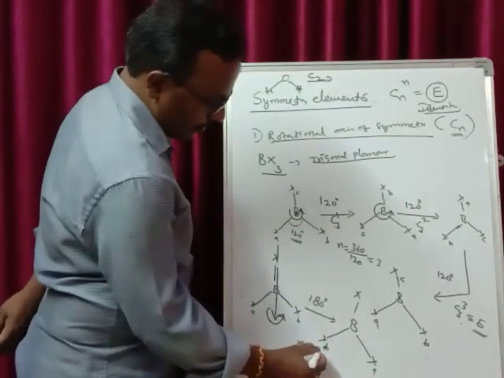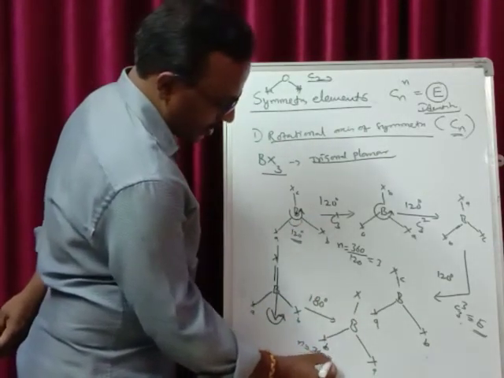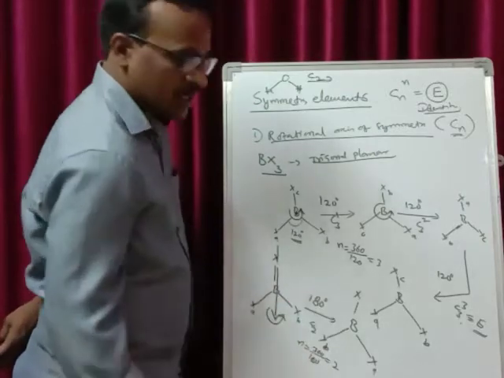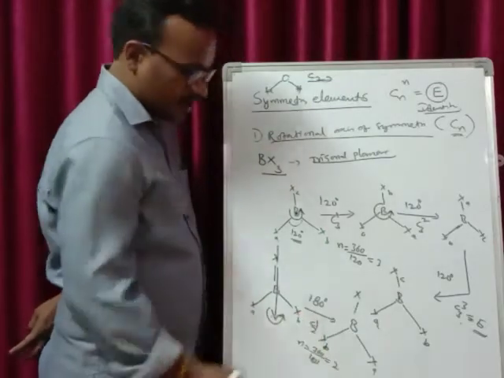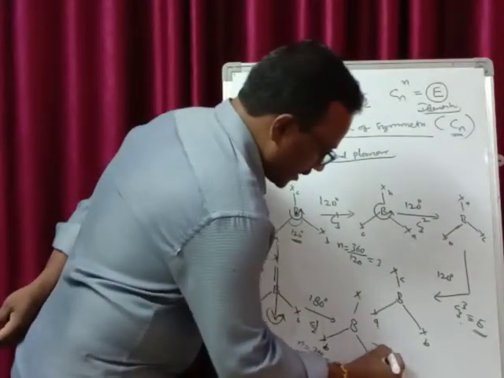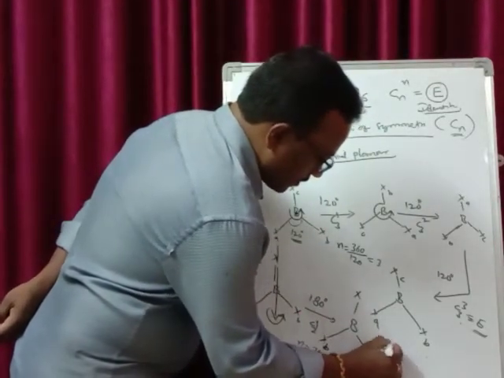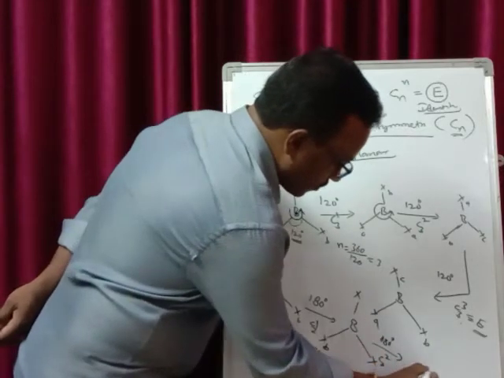Therefore, n is equal to again 360 by 180, which is equal to 2. Therefore, we say that it also has a C2 rotational axis of symmetry. For the first time you are doing it, therefore we call it C2^1. Again, this is repeated to 180 degrees. It is called C2^2.